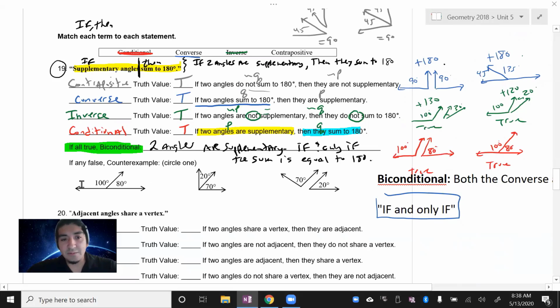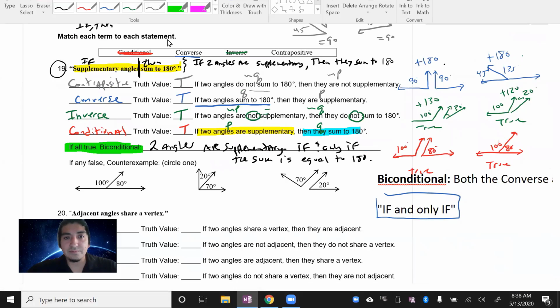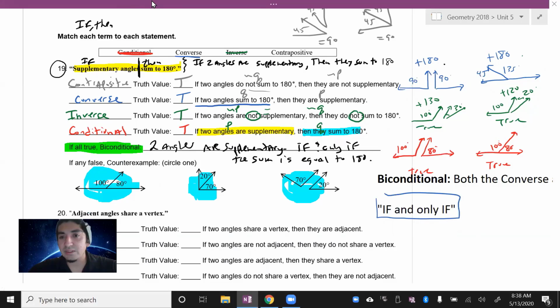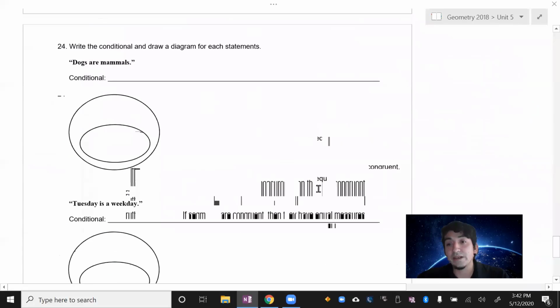Okay, so be careful. If you notice down here, you have pictures. Just make sure you come up with an example of when it can be considered false. So one of these has to be labeled as false. So we can go ahead and pick one of those counterexamples, okay? So keep practicing, guys, okay?